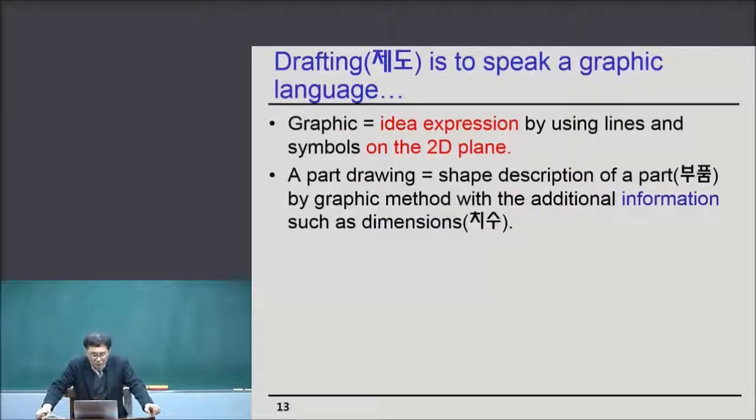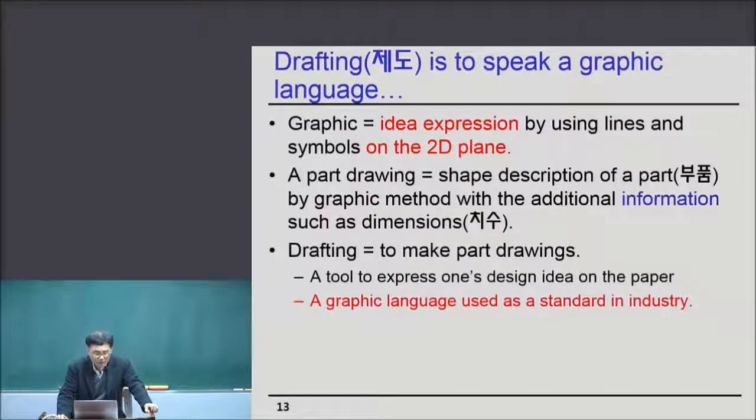Right, part drawing. Part drawing is a shape description of a part, which we call 부품 in the Korean language, a shape description of a part by graphic method, with additional information such as dimensions. So by the graphic method you are going to express the shape. But for a part drawing, only shape description is not enough. You must add the proper information, such as dimensions and the others. Okay. And so drafting is to make part drawings.